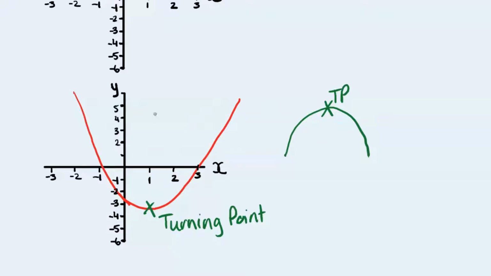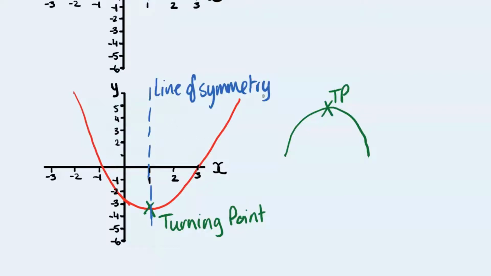Then on a related note, another feature that you have to identify is something called the line of symmetry, okay? A common question in the exam is to give the equation of the line of symmetry. So obviously if you have a symmetrical shape, you'll have a line of symmetry that you'll be able to mirror this shape on, okay?